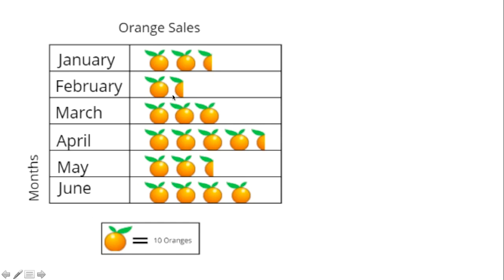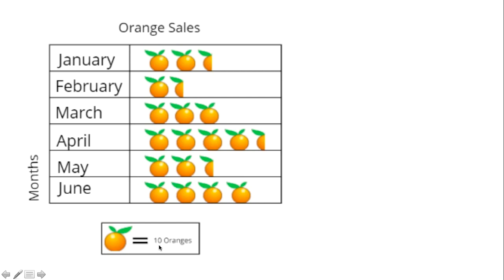Now I'm going to take a look to see if I can interpret some data. Before I do that, I need to check out all of the parts of the pictograph. I can see that this is going to be about orange sales. That's what my title says. My axis labels are going to be months: January, February, March, April, May, and June. And then I'm going to take a look at my key.